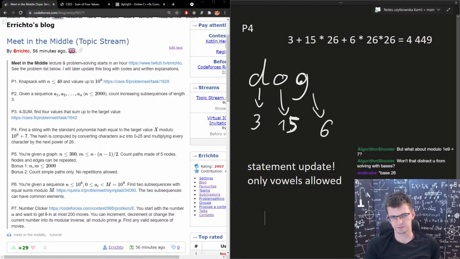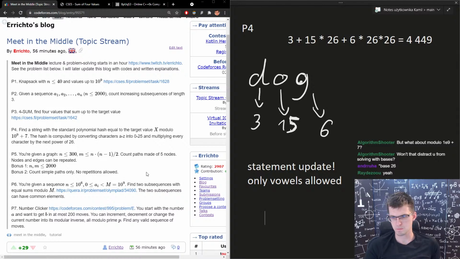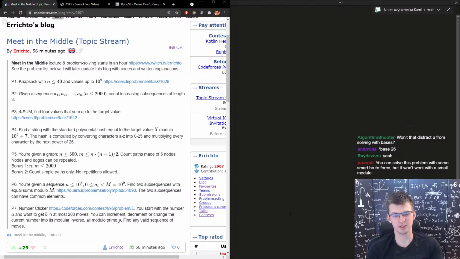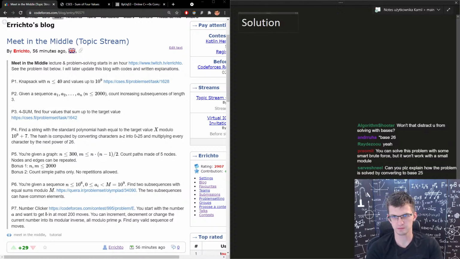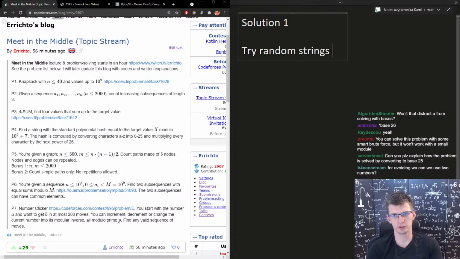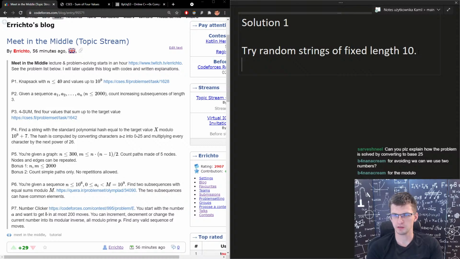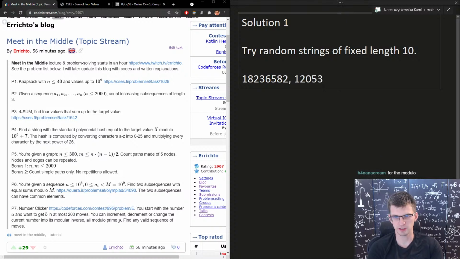Here's what we will use. There are two different solutions. Solution 1 is to try random strings of fixed length. Let's say length is 10. And for each of them compute the hash. Then we want to add two strings. How many times can we try a random string? Well, 1,000,000 times, maybe 100,000. For each of them we compute the hash. Maybe one hash will be this, the other will be that, and so on.